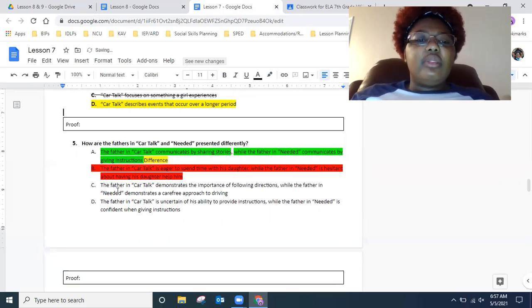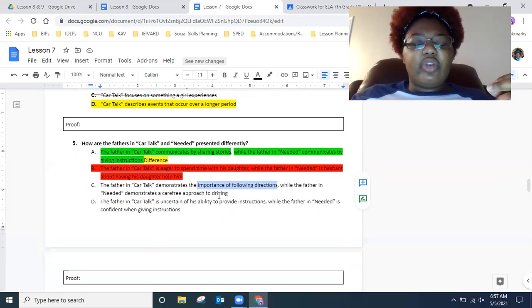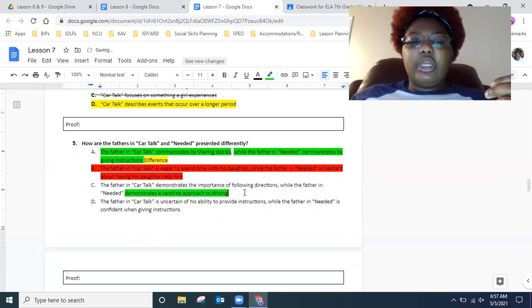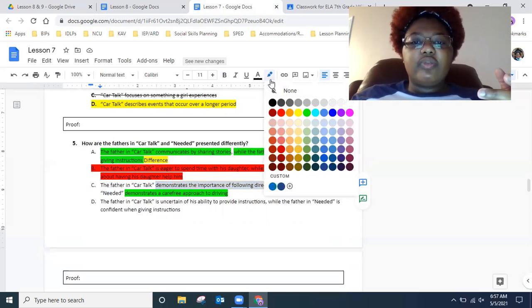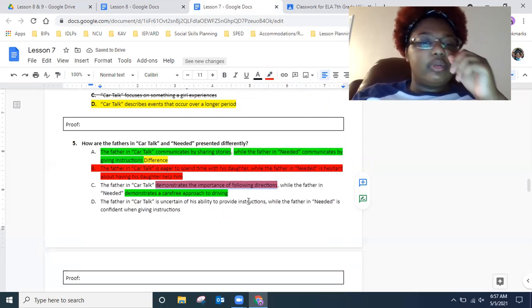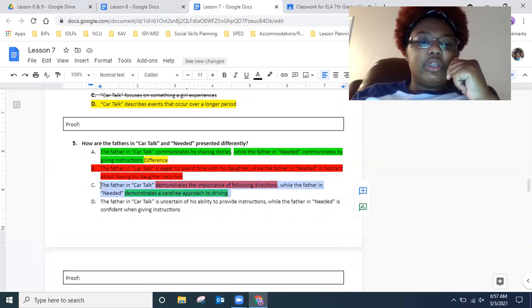Okay. C, the father in Car Talk demonstrates the importance of following directions, while the father in Needed demonstrates a carefree approach to driving. He does have a carefree approach to driving, kind of. Like he's not really judging her or anything. But the father in Car Talk didn't really demonstrate the importance of following directions. Instead, he was just giving her stories to make her feel comfortable. So this is not going to be our answer either.